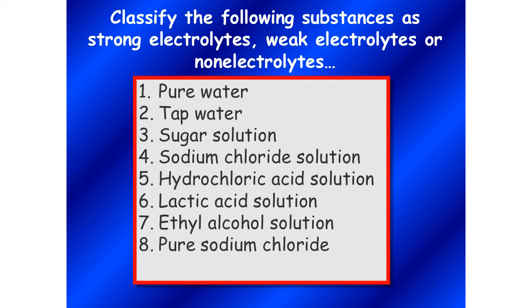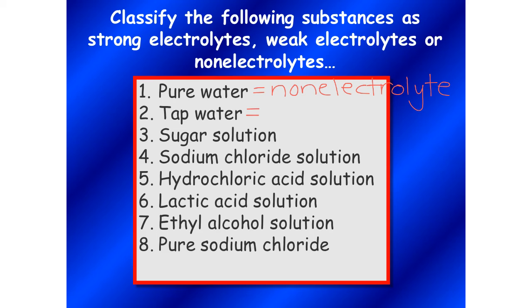All right, so we are just going to classify these as strong electrolytes, weak electrolytes, or non-electrolytes. So pure water is just H2O. H2O liquid, there's no ions present. It's a covalent compound. So this would be a non-electrolyte. And you may remember from the conductivity lab way back in Regents that pure water does not conduct electricity.